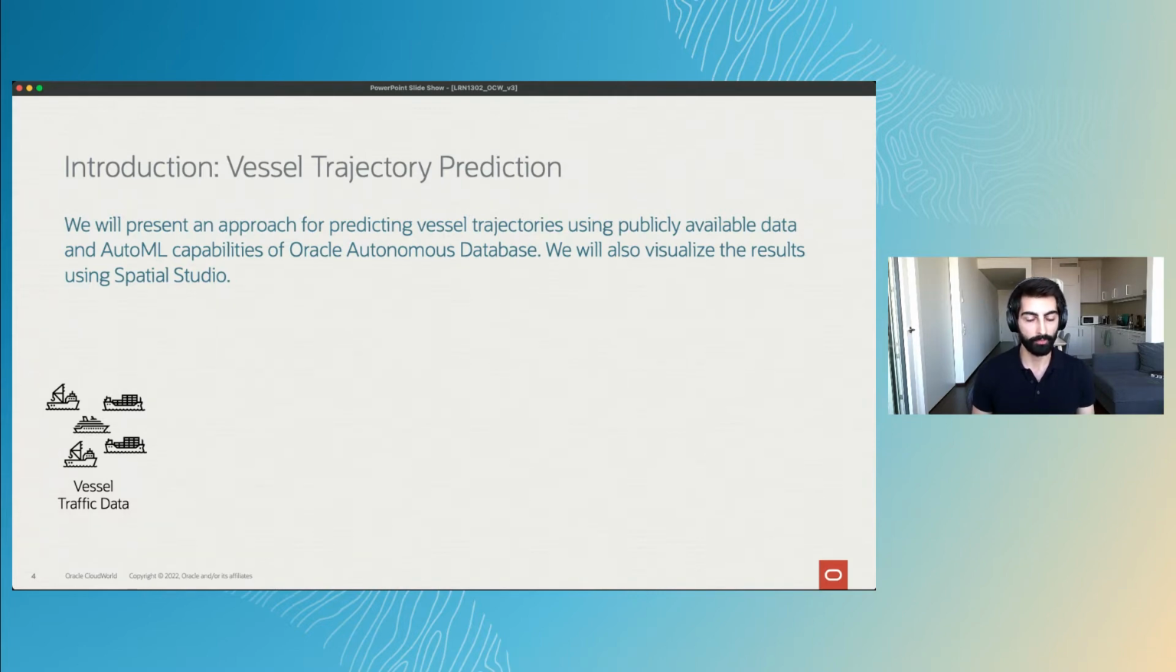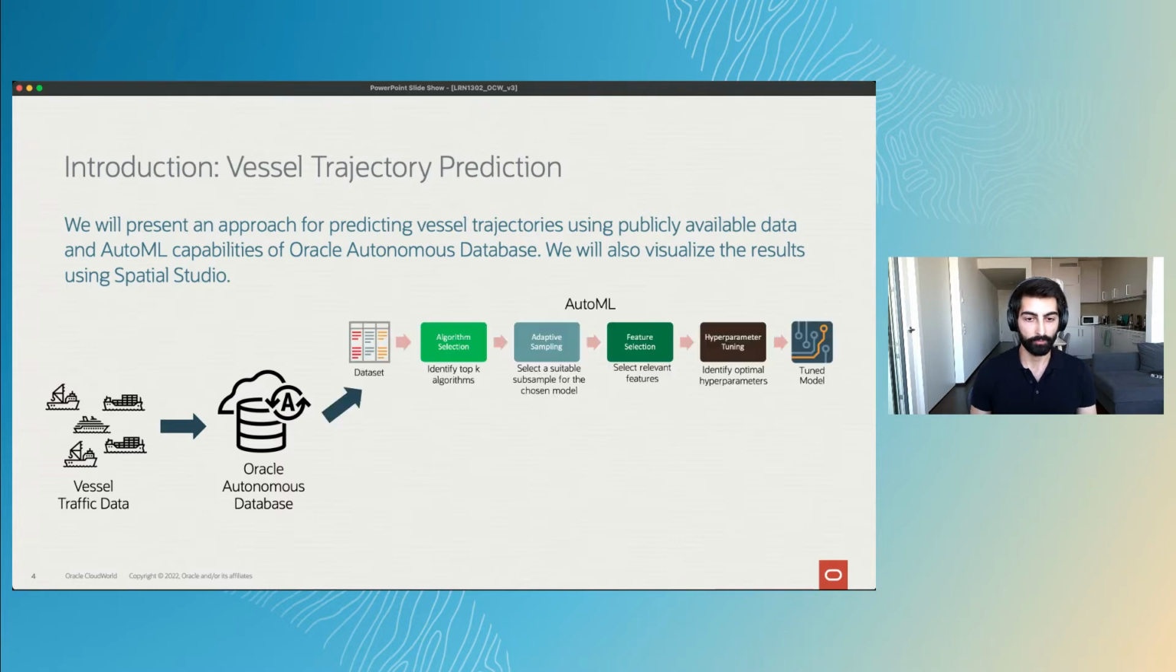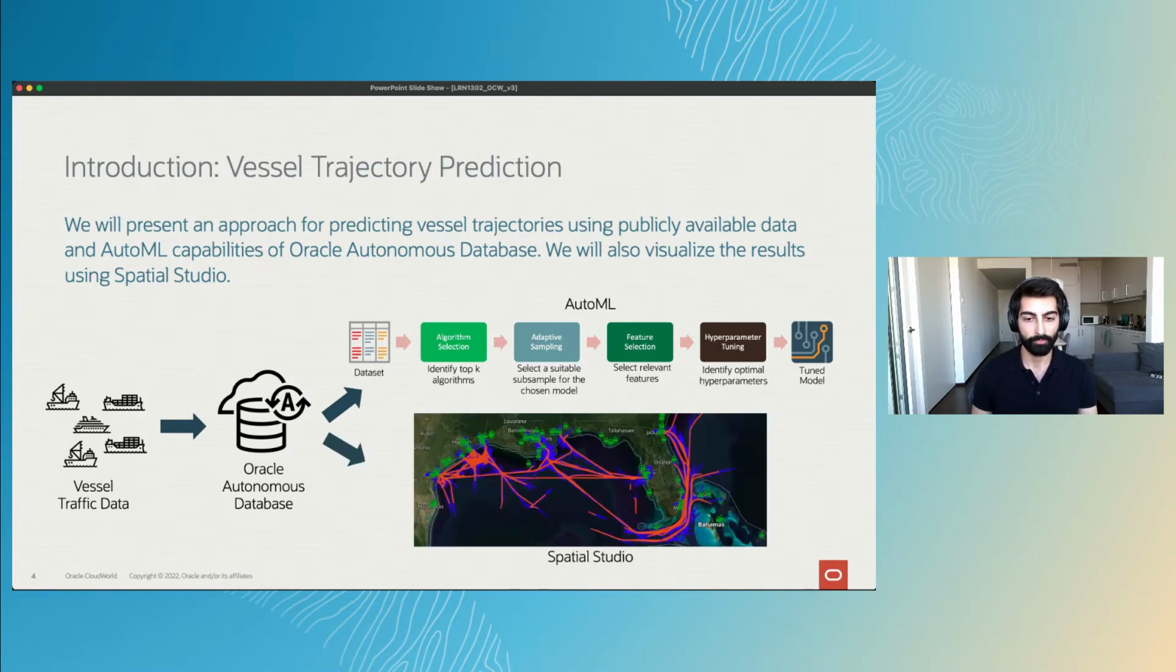We start with some vessel traffic data. This is ingested to our Oracle Autonomous Database. This lets us run first AutoML on this data, which basically takes this data set and chooses the best algorithms to run on this data set, chooses the correct sample of the data, the best features among the data, and it tunes a model for us to make predictions in an efficient way. And the second thing the database enables us to do is to visualize all of this interactively in real time in a very nice map visualization in Spatial Studio.